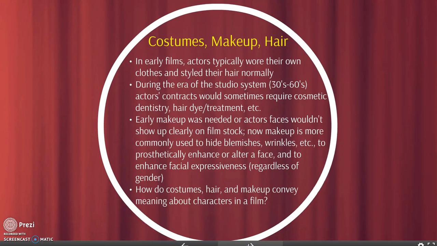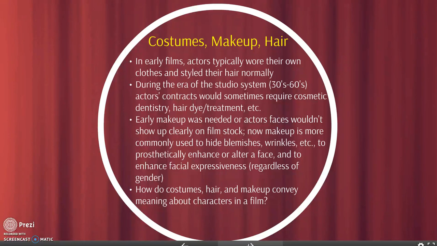Now, another element of mise-en-scène is costumes, makeup, and hair. And of course, the best way to talk about costumes, makeup, and hair is to look at specific examples. But some basic information here about the historical development of costumes, makeup, and hair in film history is that in early films, actors actually didn't have specific costumes. They wore their own clothing, they styled their hair normally, but they did have to wear a lot of makeup. Early film stock was not very high quality, so actors' faces would not show up unless they wore quite a bit of makeup.